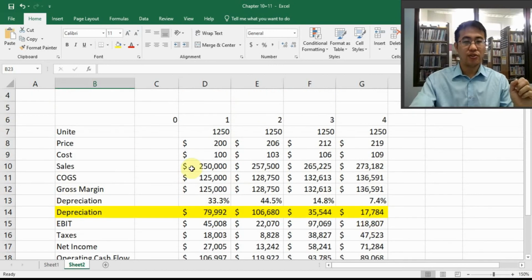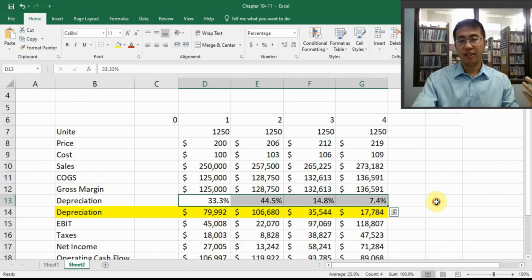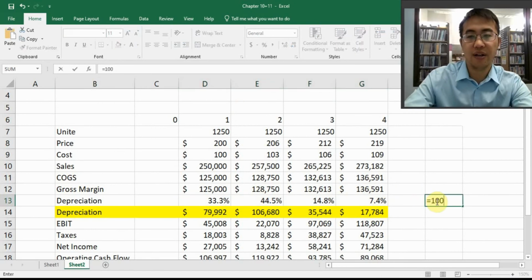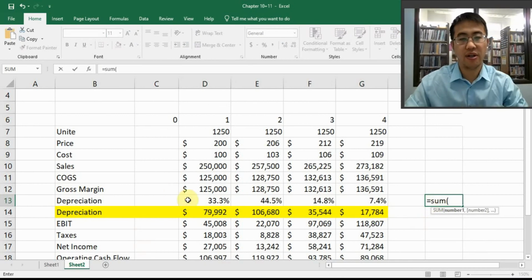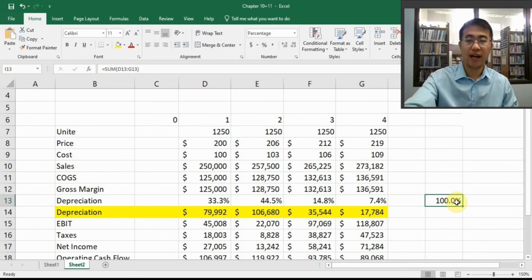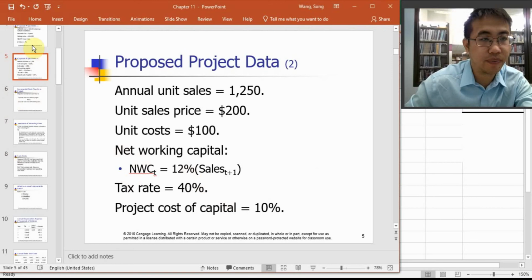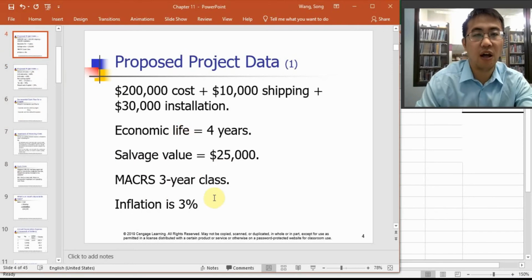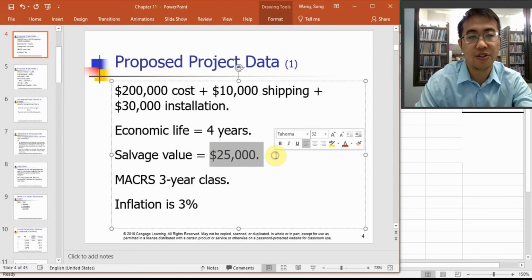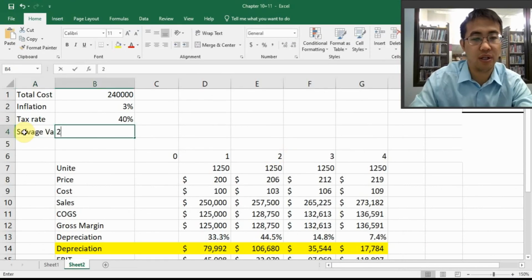In our depreciation, as you can see, from year 1 all the way to year 4, it completely depletes all its value. So if I add all of this together, it is 100%. That means there's 0% book value left after 4 years for this 3-year machine. So the ending book value is 0. However, based on the given information, you can still sell the machine at $25,000. So let's just put it here. Salvage value is 25,000.